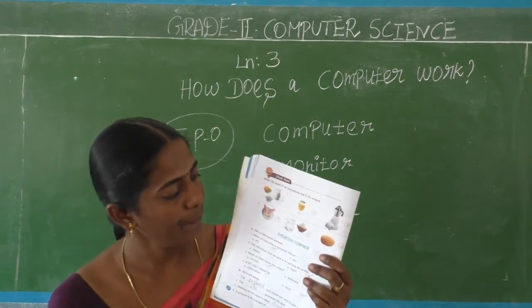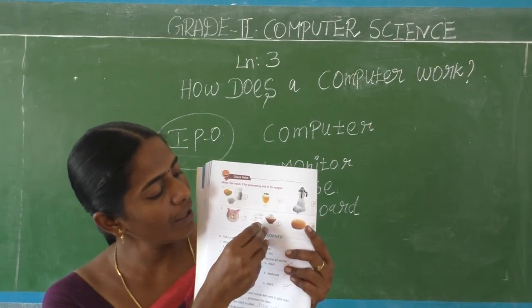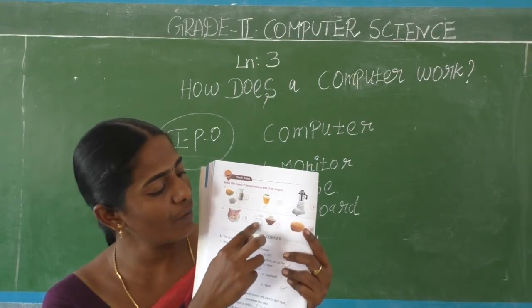So okay children, see here another example is also given here. இங்கே இருக்குது பாருங்கள், வாட்டர் இருக்குது. See here, what is this? Here one input.